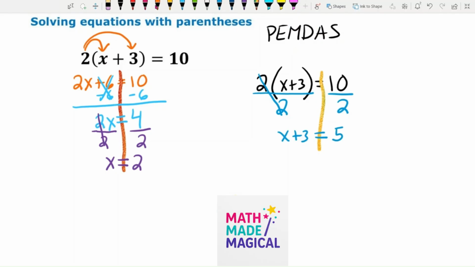So I'm going to start over again. I'm going to look up here at my order of operations. We're going to start with addition and subtraction, and I have a plus 3. So I can reverse that by saying minus 3. And if I do it to the left, I have to do it to the right. I'm going to bring down my x. 3 minus 3 is 0. I'm not going to write that. And then 5 minus 3 is 2.